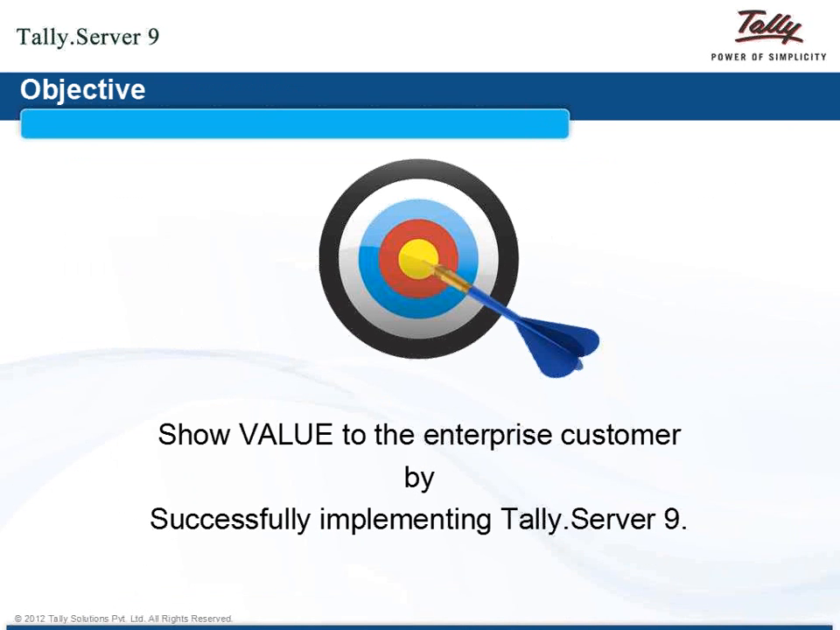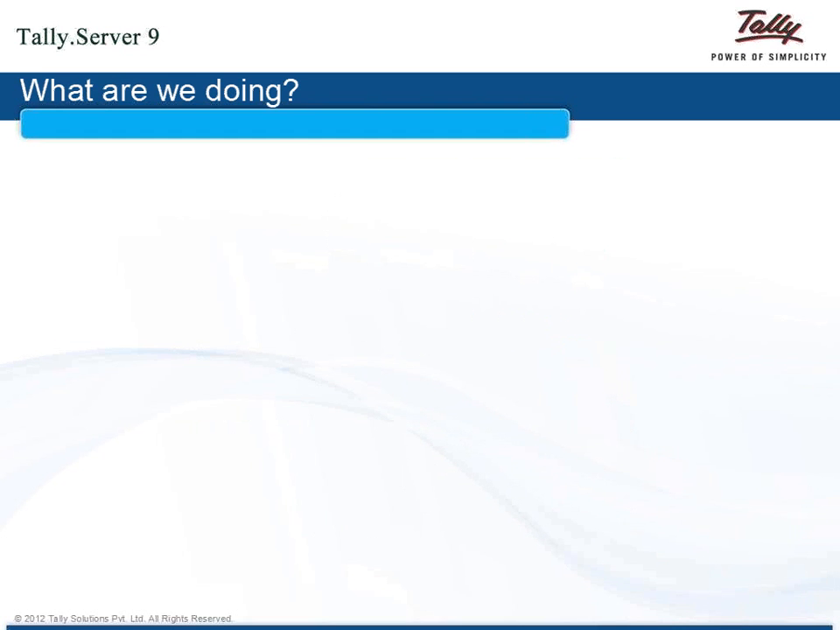Objective of Tally Server 9: to show value to the enterprise customer by successfully implementing Tally Server 9. Tally Server 9 is introduced to show its value to the enterprise customers where there are multiple users accessing data, and there should be concurrent access by the users, and it should not affect the performance. What are we doing by introducing Tally Server 9?